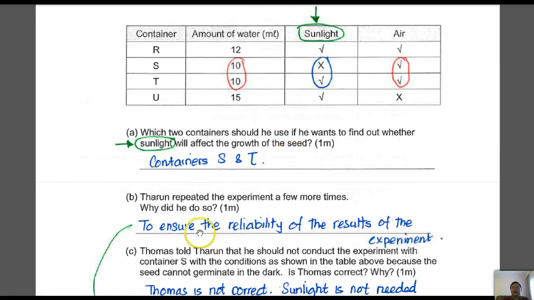Now just to test, make sure you remember why we repeat an experiment: it is to ensure the reliability of the result, or to make sure that the same kind of results will come out, because we put on a different kind of setting like this. Next, C.